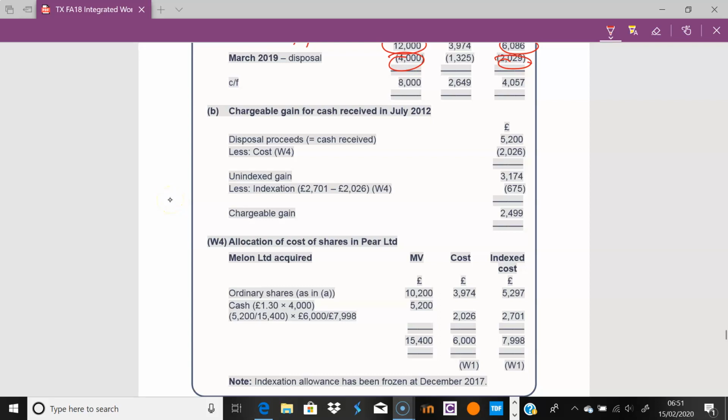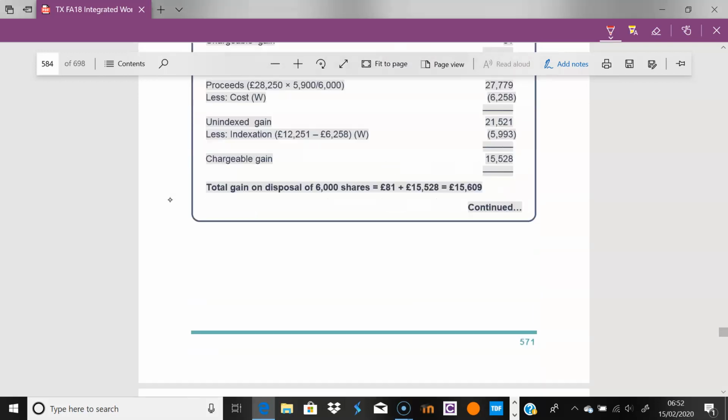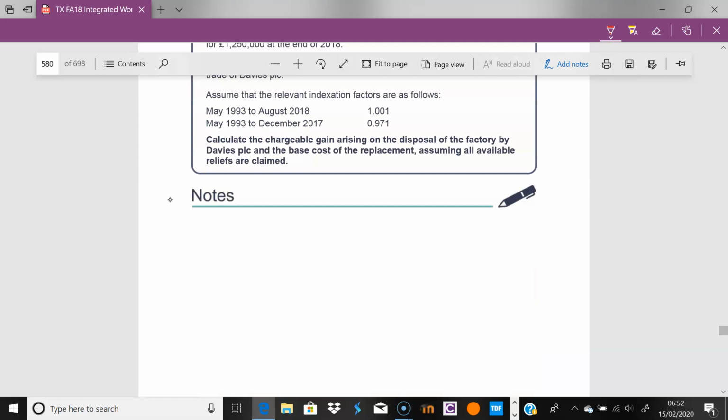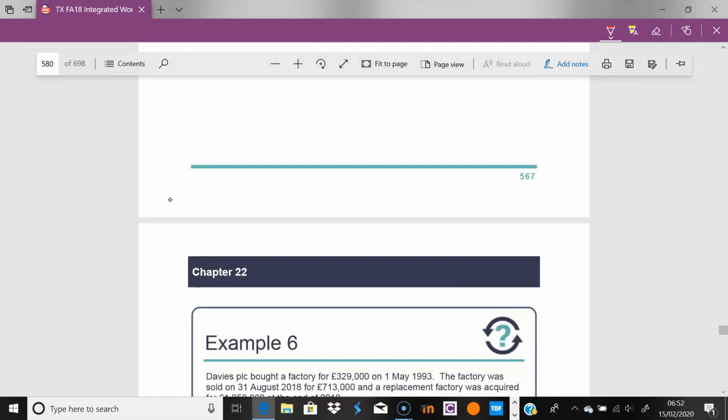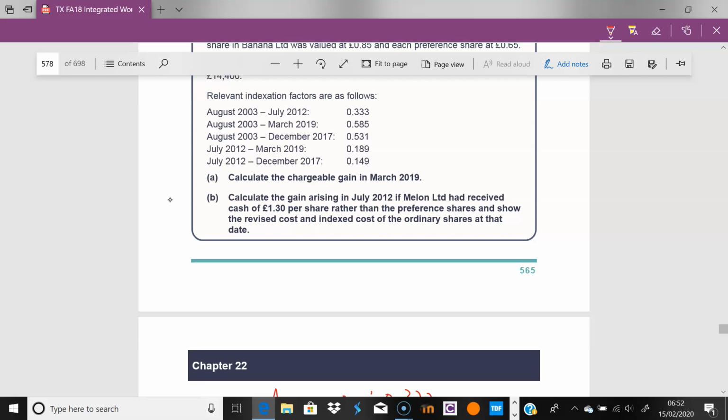Okay, great. So the next question asks, actually, let me take you to the question. It's nothing different as to how we dealt with the individual earlier. This is the second part, because this is coming on the back of A: calculate the gain if Mellon had received cash of £1.30 per share.